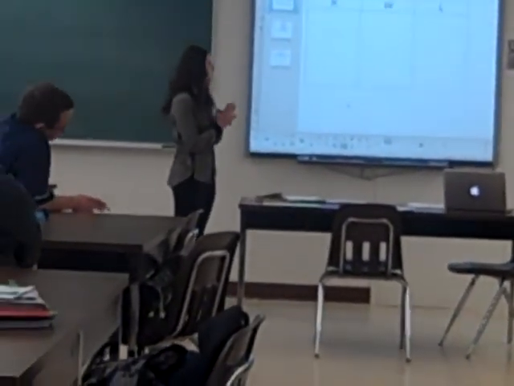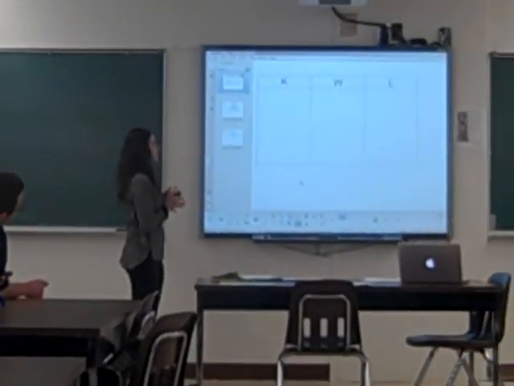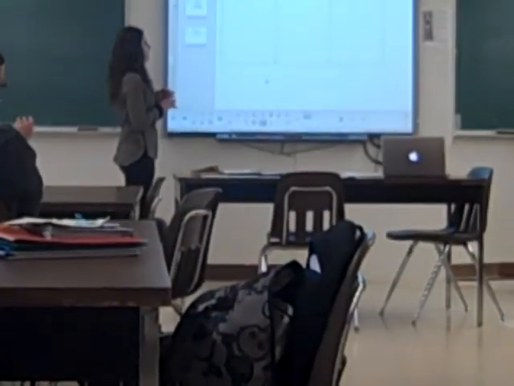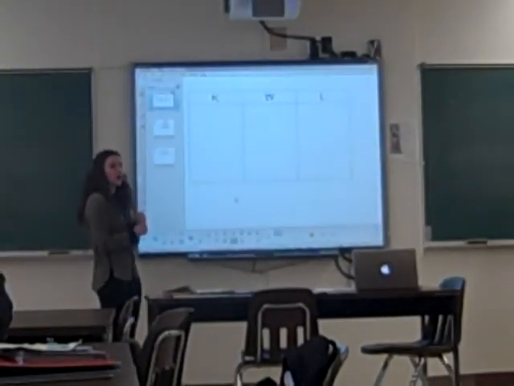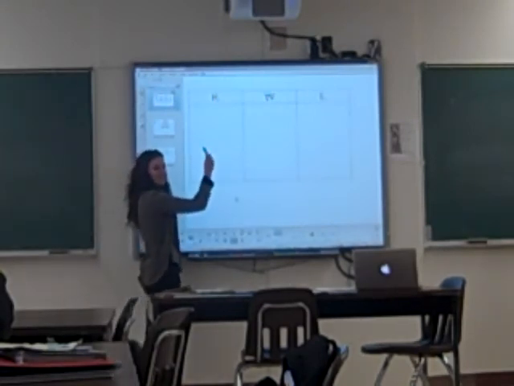Let's begin our activity. We're going to fill out this KWL chart, but we're just going to fill out the K and the W and leave the L for the end of the unit. So the K stands for: what do we already know about geometry? What do we know about geometry already?